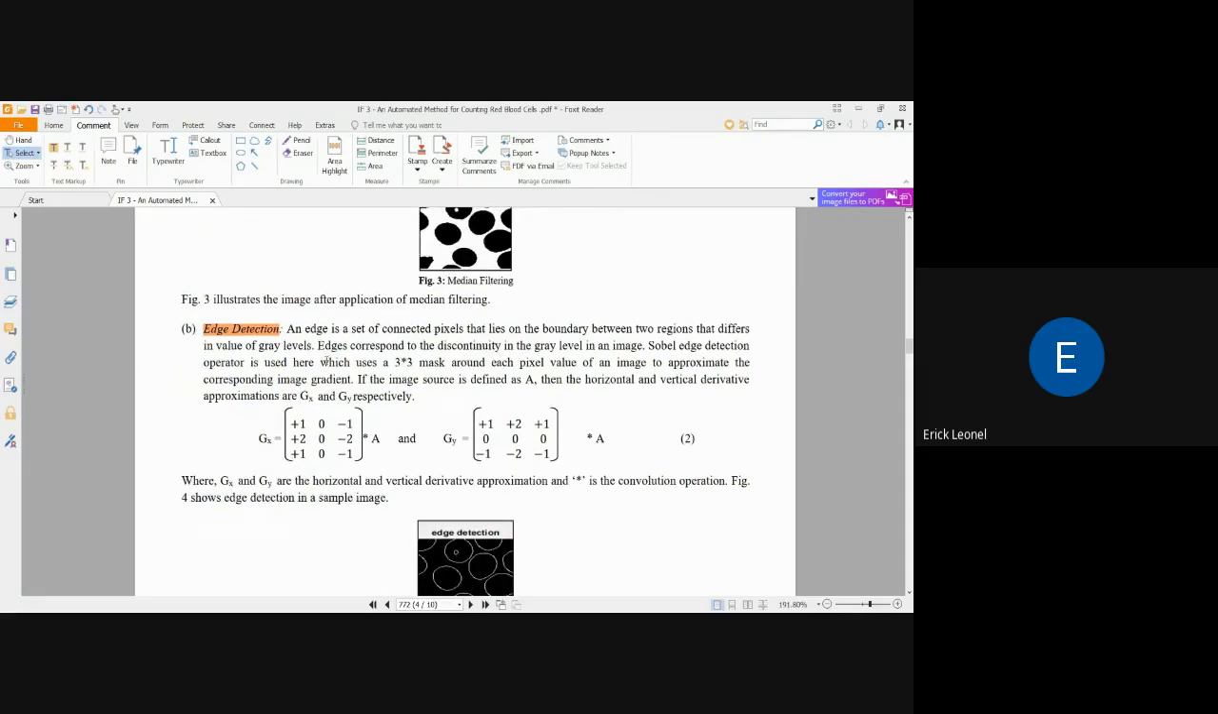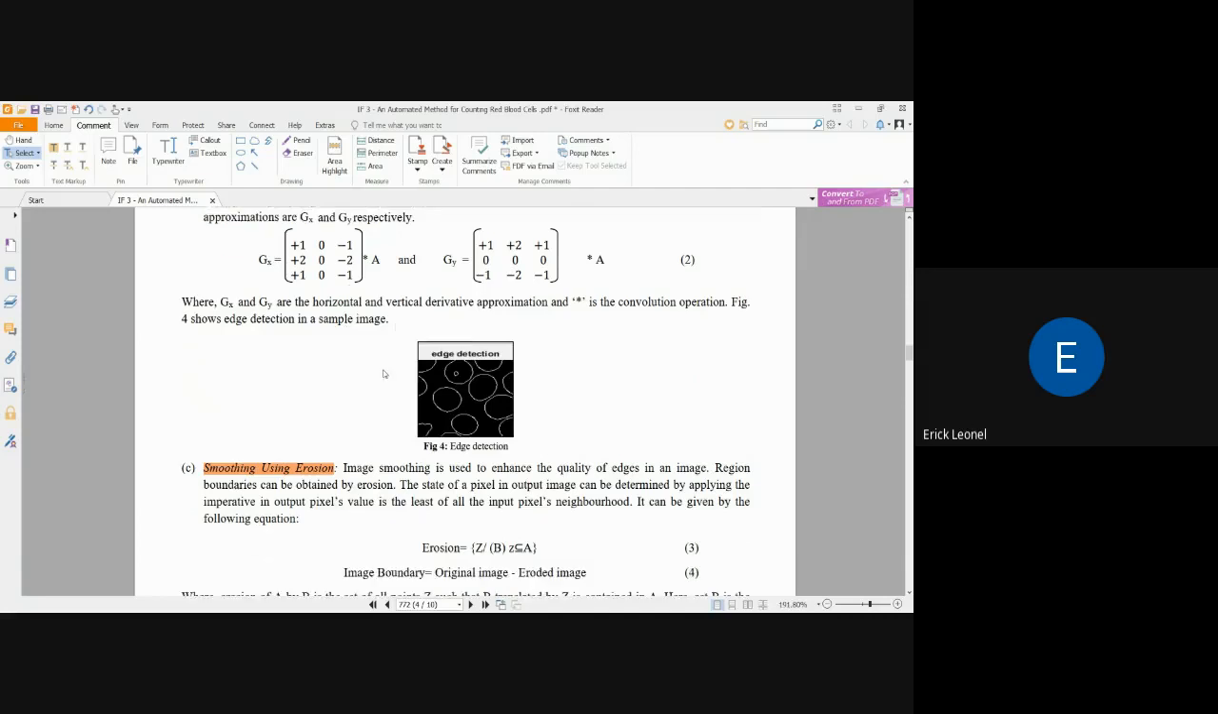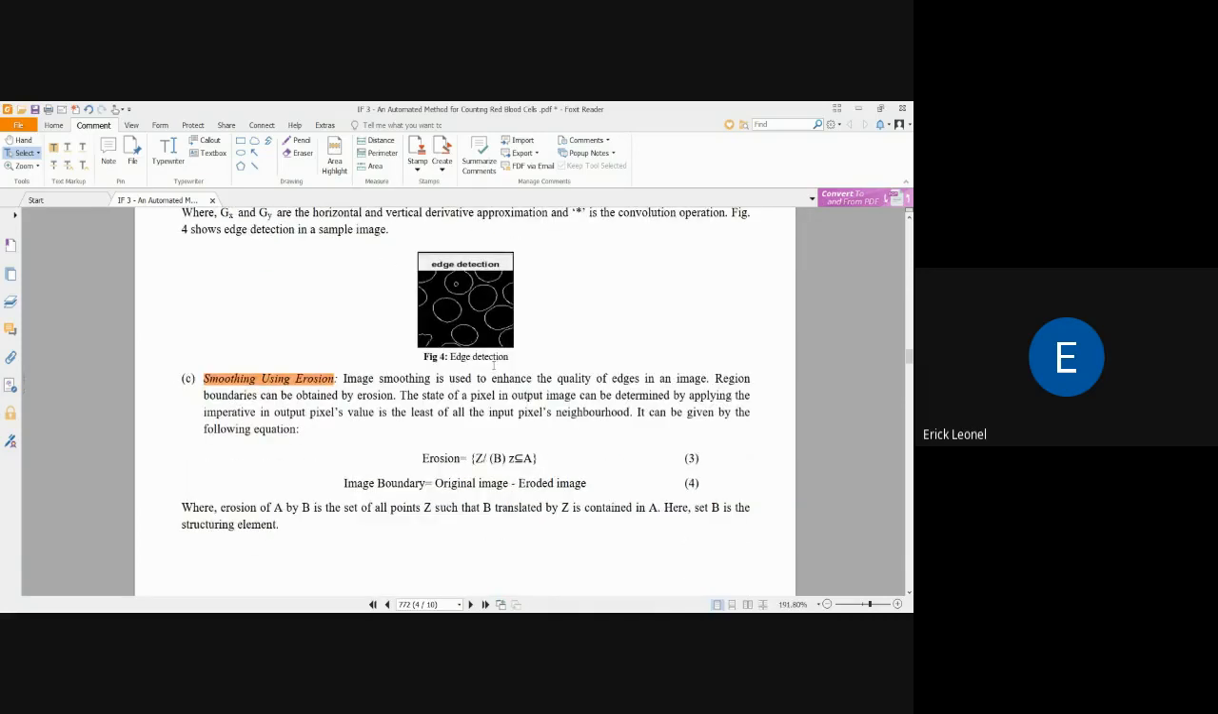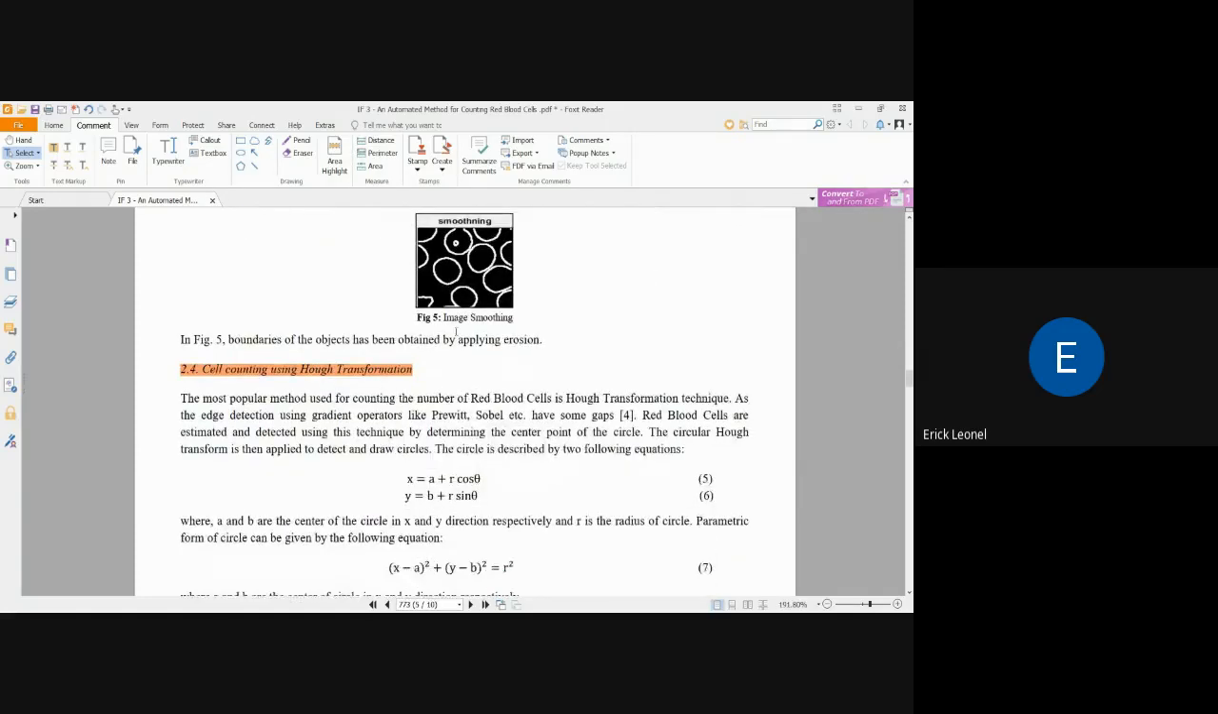Edge detection corresponds to discontinuity in the gray level in an image. If the image source is defined as A, then Gx and Gy are the horizontal and vertical derivative approximations, and the asterisk is the convolution operation. You can see in figure 4 edge detection of a sample image. In addition, image smoothing is used to enhance the quality of edges in the image region. Boundaries can be obtained by erosion, as you see here in figure 5.